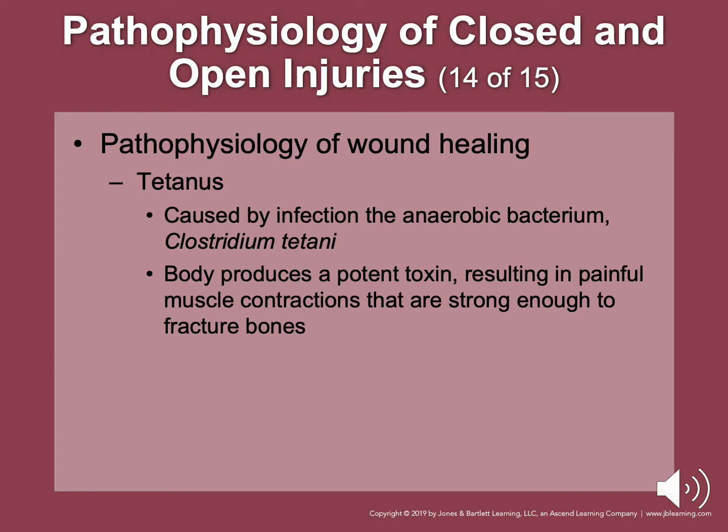Tetanus itself is caused by the infection. The body produces a toxin resulting in painful muscle contractions that are strong enough to fracture bones. Rare occurrences in those who are vaccinated. Muscle stiffness may be noted first in the jaw and the neck, and with progression down to the remainder of the body.